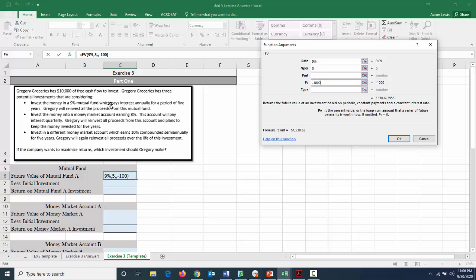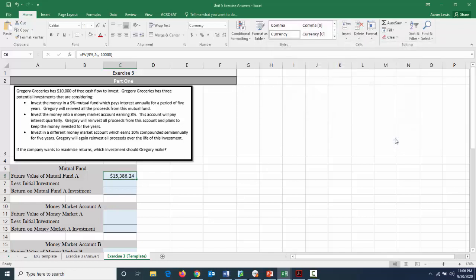So negative $10,000. If they invest into this mutual fund, they're going to have $15,386.24 at the end of the 5 years. What is their initial investment? Again, it's that $10,000 of free cash flow they wish to invest, which means if it's worth $15,386.24 at the end of 5 years, and they're paying $10,000 for this investment, their return is going to be $5,386.24.